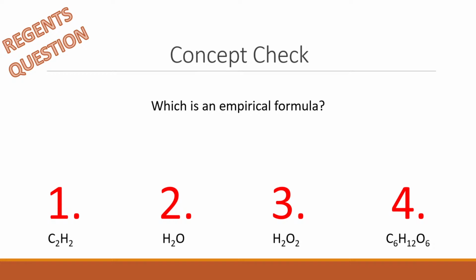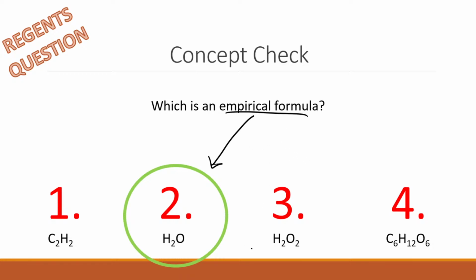Looking at this, we know an empirical formula is the simplest ratio between the atoms. C2H2 can be reduced down to C1H1. Same thing for H2O2, H1O1. C6H12O6, CH2O. The only one of these four things that starts out in its simplest ratio is choice 2. It is the only one of the bunch that is an empirical formula.